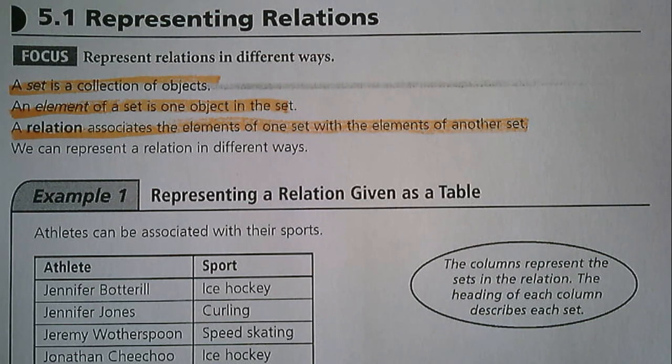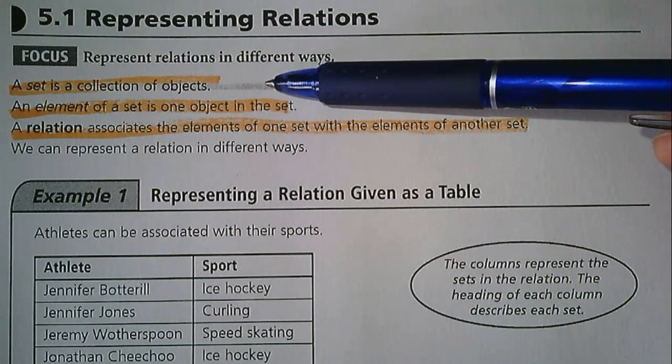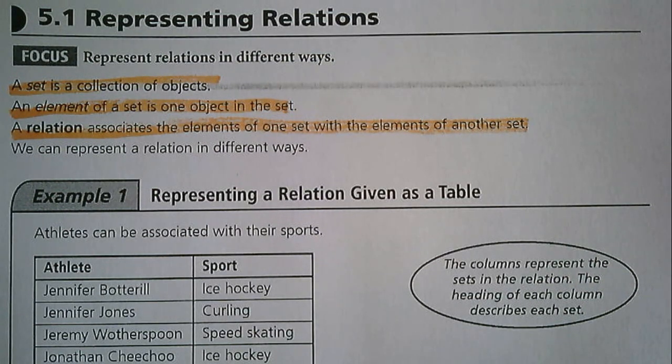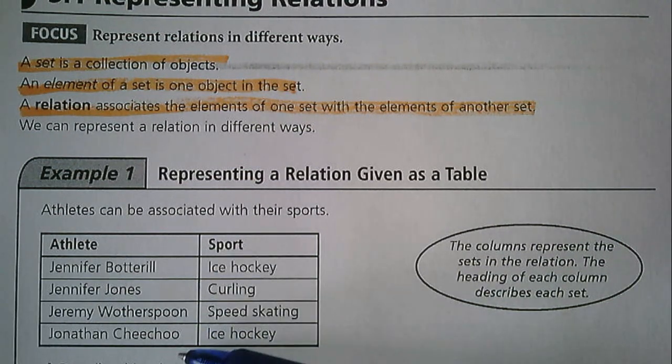All right, so three very important terms that you should know what they mean as we go through the rest of this chapter on relations and functions. The first one is a set. A set is a collection of objects. In the example shown below, we have two sets shown. We have a set of athletes and we have a set of sports. So again, collections of objects.